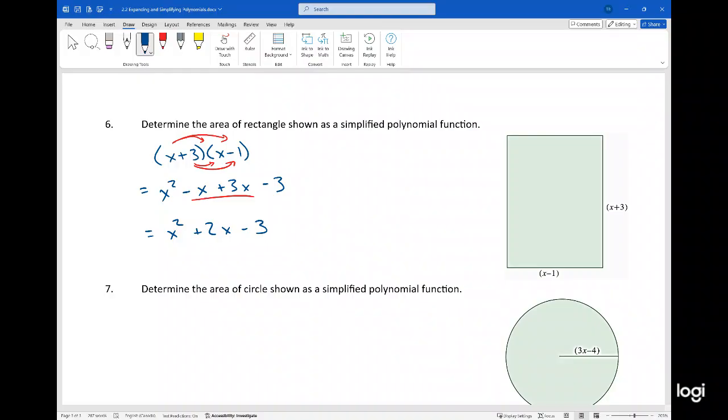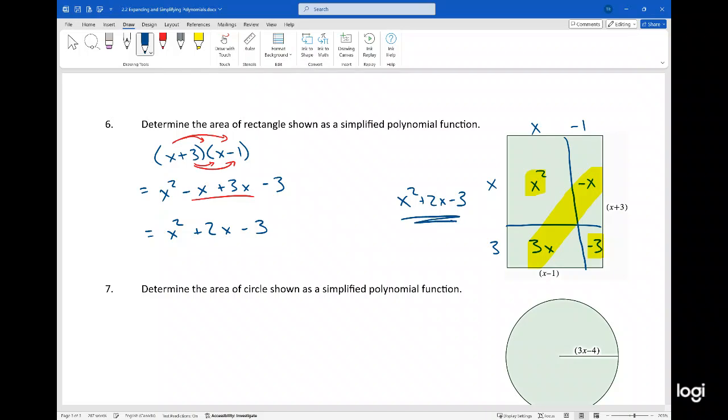I can also do the box method, and I can literally kind of do it over here on the box. I just break it into 2 pieces like this. This side was x plus 3, and this side's x minus 1. So the 4 areas are x squared, minus x, 3x, and minus 3. And you'll notice that the diagonals tend to be the same terms, or like terms. So from that, we could have easily seen that it's x squared plus 2x minus 3. Which again is exactly the same as we got when we did it algebraically.